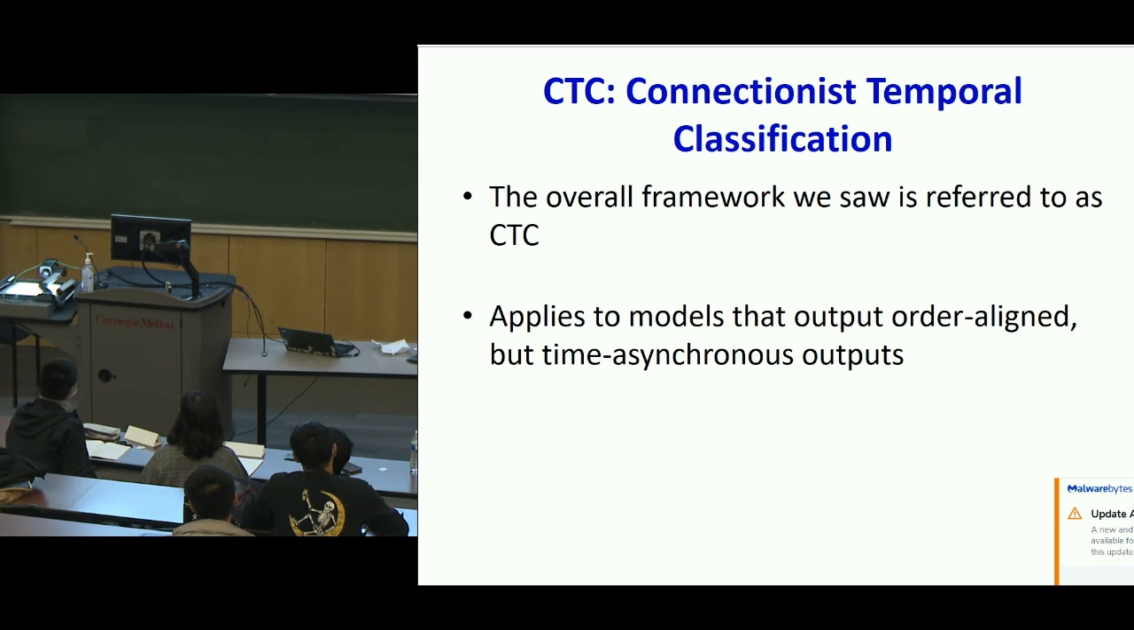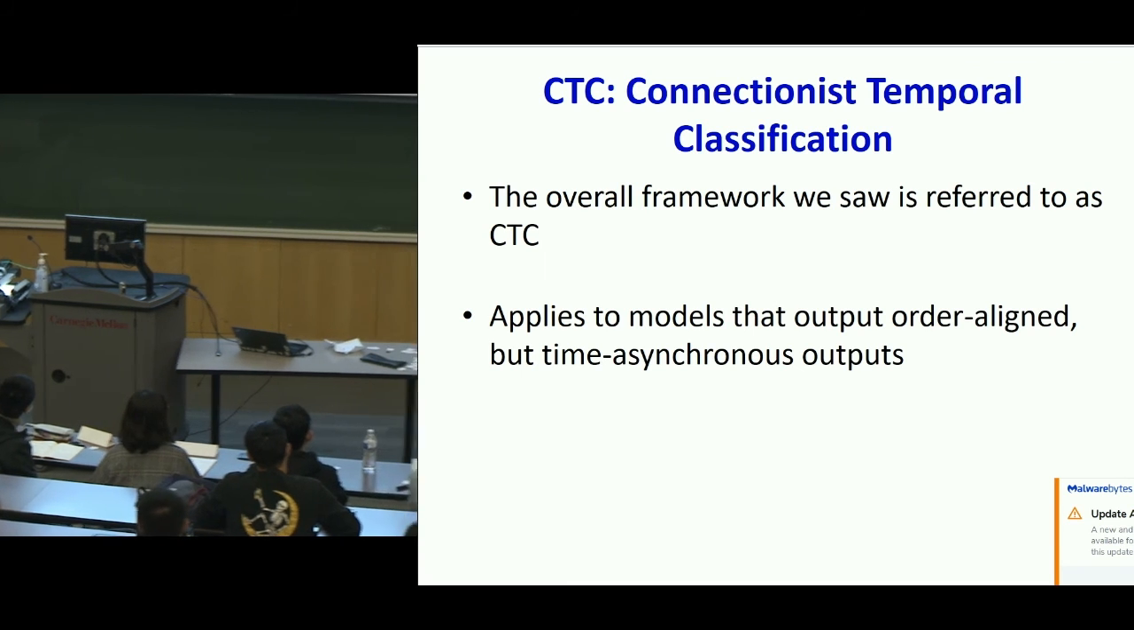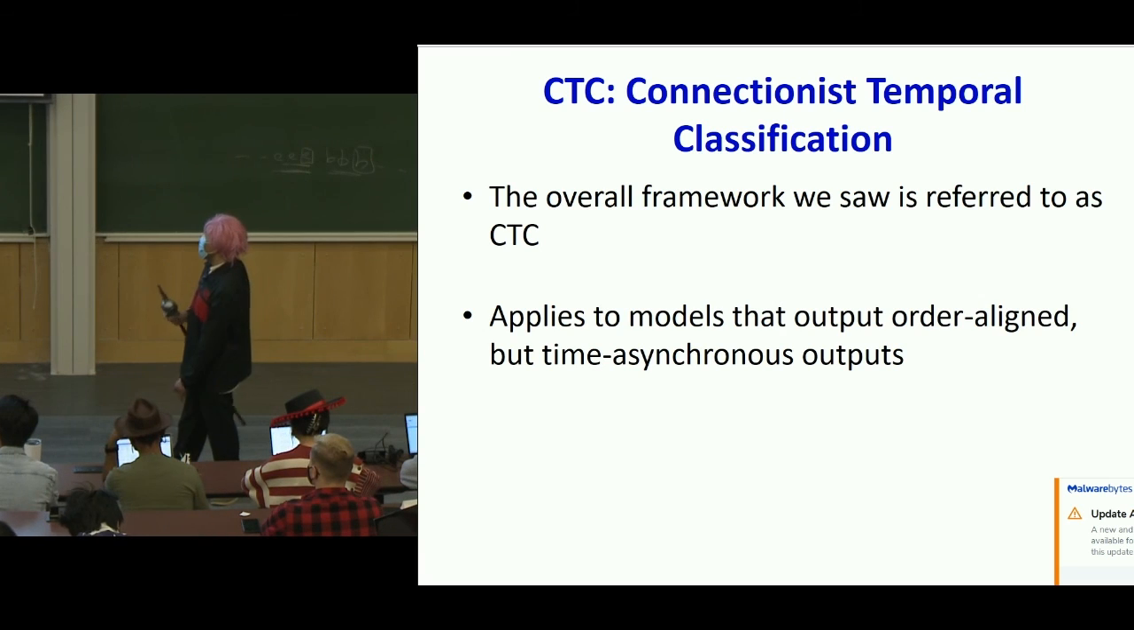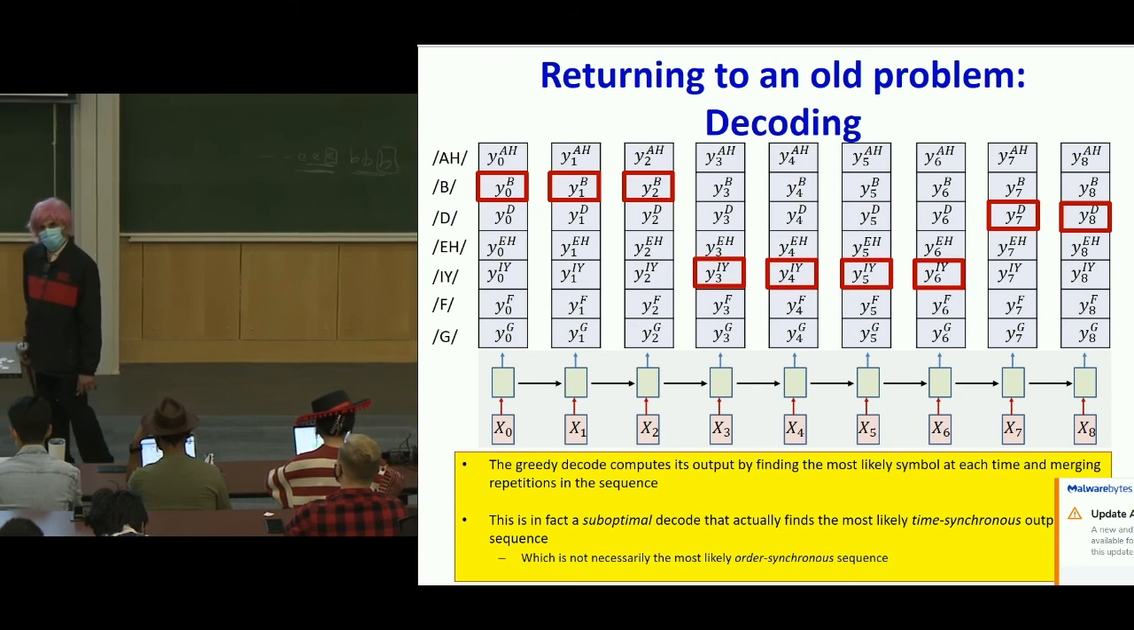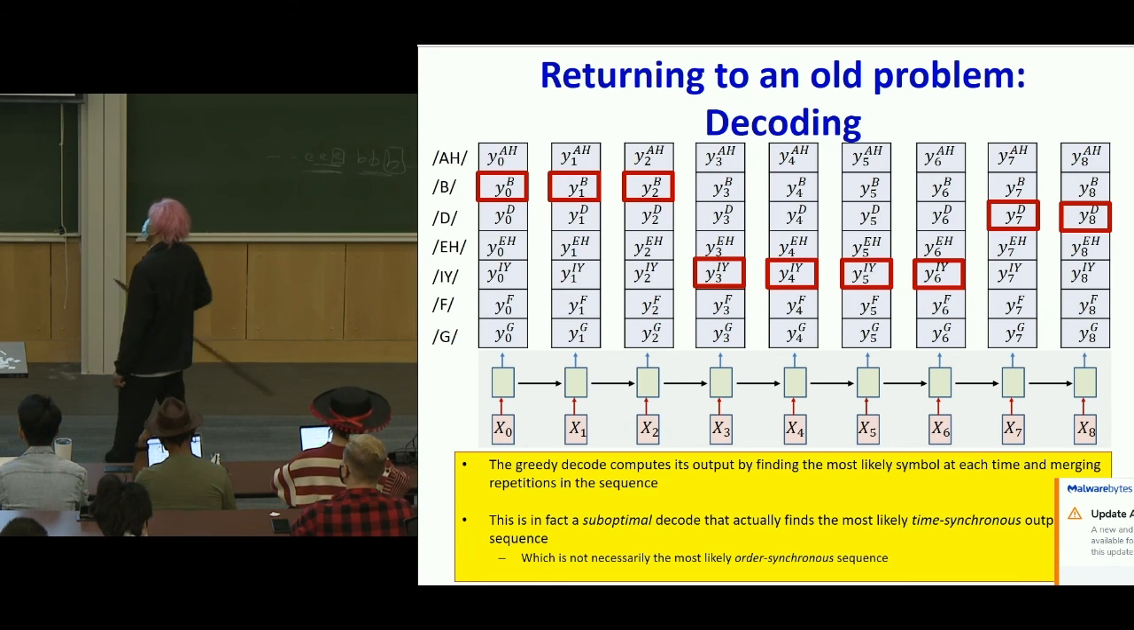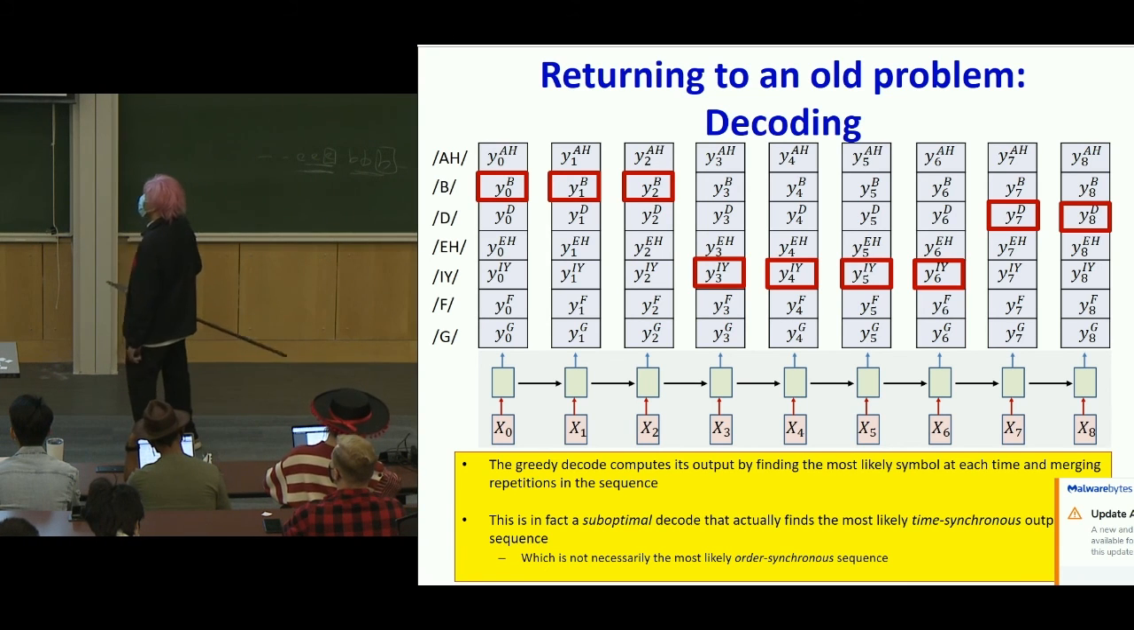Now, this thing is what is called the Connectionist Temporal Classification framework. And this applies to models that have order aligned but time asynchronous outputs. Now, I'm going to stop here because we're kind of out of time. But actually, let me go through this very quickly. It will take me a couple of minutes.